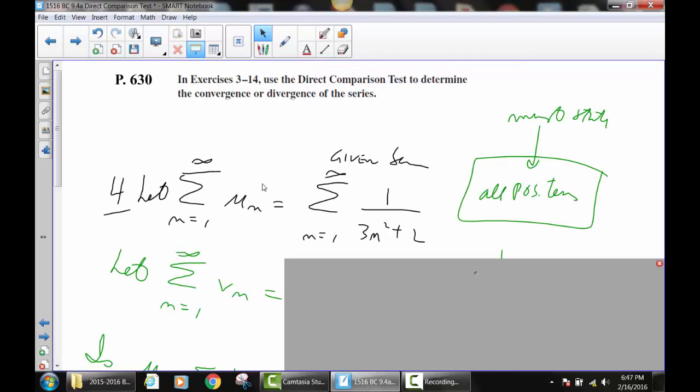So here's some examples. In 3 to 14, they actually tell you to use the direct comparison test. So number 4, this is the given series. You're going to let that series be Un.